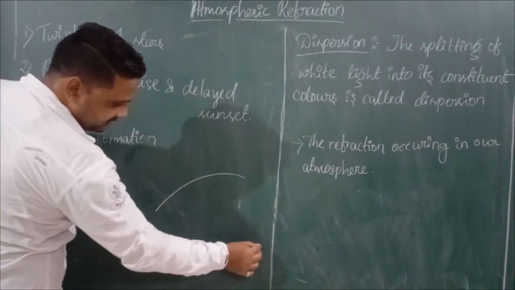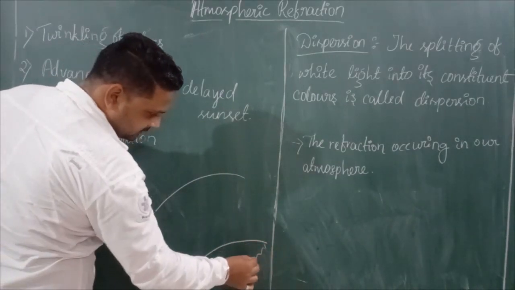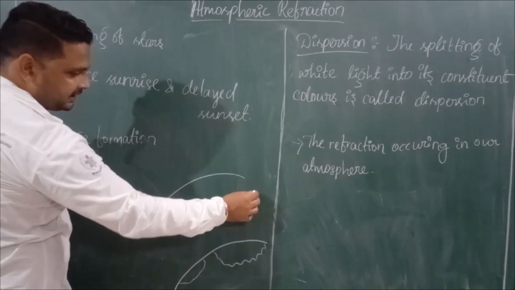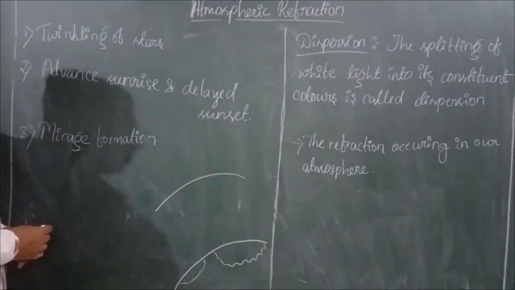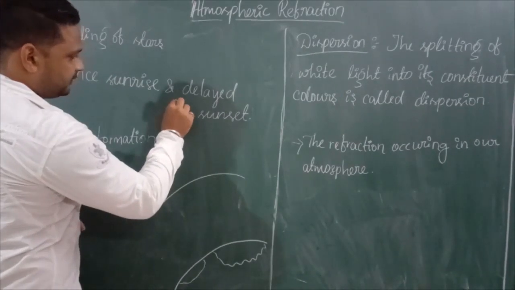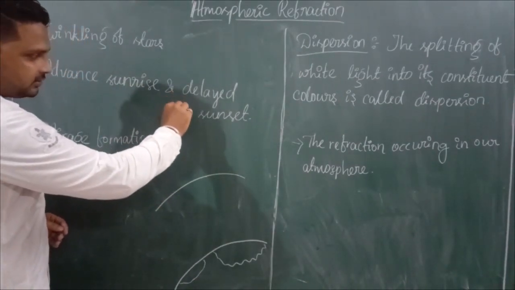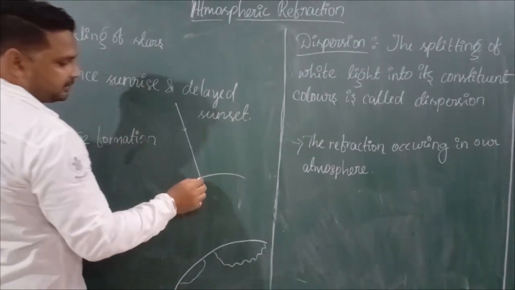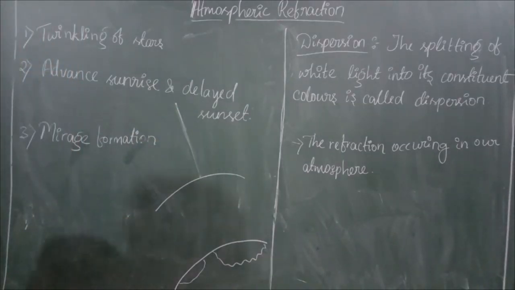Suppose this is the surface of Earth. This is the Earth's surface, and this area is our atmosphere. Generally, the light from the star is coming through this way. This is the path of light coming in. Let me make it a little bit clearer.